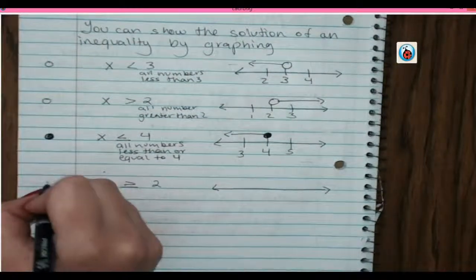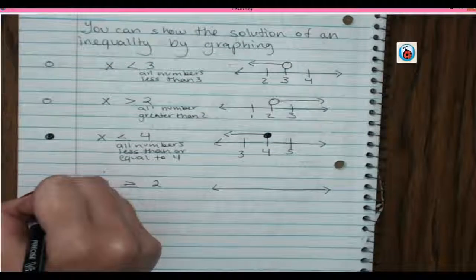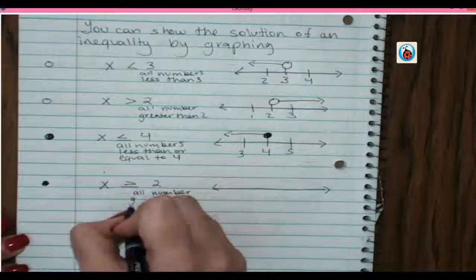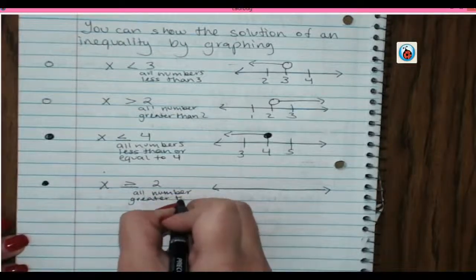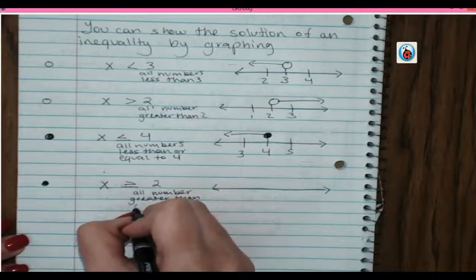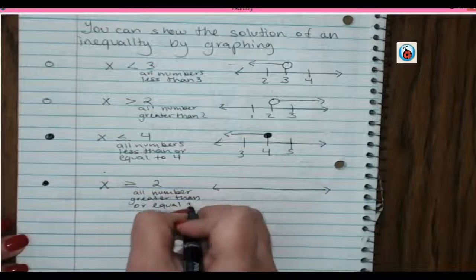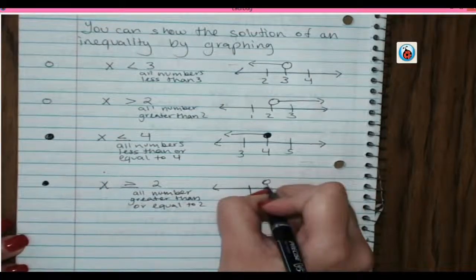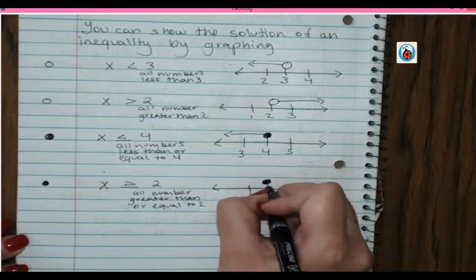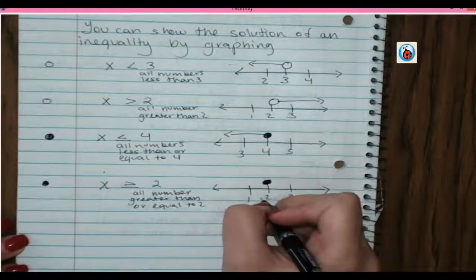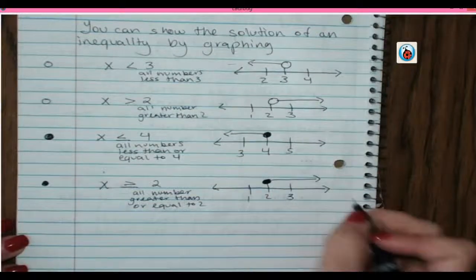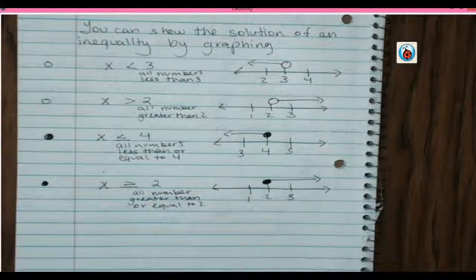So when x is greater than or equal to 2, this means all numbers greater than or equal to 2. So we place our number line. It's a closed circle on 2 because 2 also makes the inequality true. And all the numbers greater than 2 are all the numbers to the right of 2.